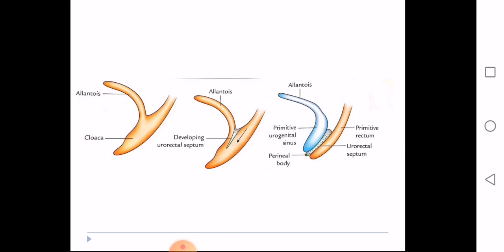So this is important when you learn about the development of the rectum, when you learn about the urinary system and also the genital system. So you must remember this urorectal septum and how it is dividing the cloaca. So now we will come to the development of the kidney.